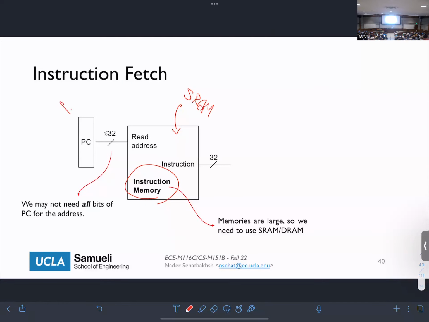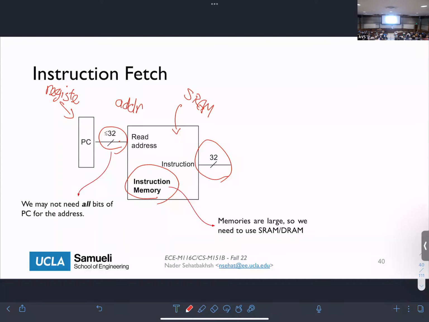And when we are talking about the PC, this is a register. Okay. So now another question is, how many bits do we need for the address? Because we know the output always has to be 32 bits. Why? Because our instructions are 32 bits, so whatever we read has to be 32 bits. But what is the number of bits that we need to send to the memory? In other words, what is the address size?